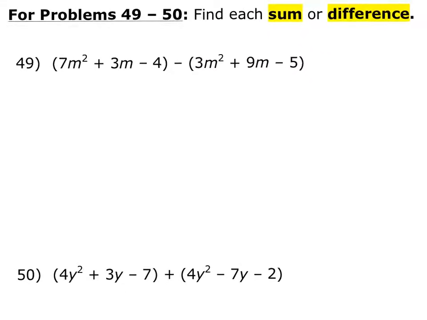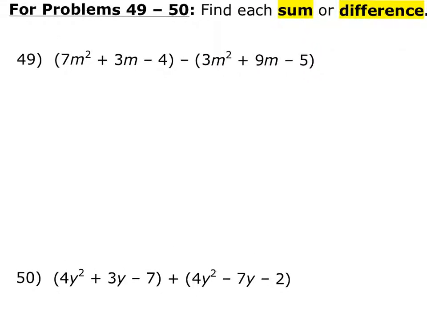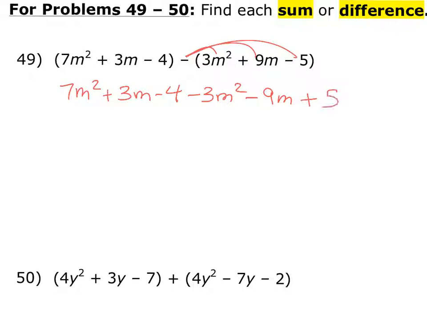Find the sum or difference. Well, in this case, it's a difference because there's a minus sign. But I've got to be careful because when I subtract an entire parentheses, you've got to distribute that negative to everyone. So in reality, you've got 7m squared plus 3m minus 4 minus 3m squared minus 9m plus 5. Now we just combine like terms.